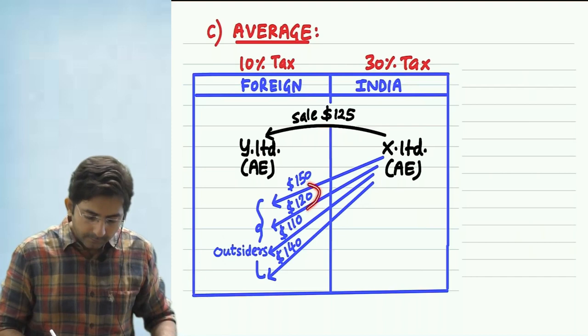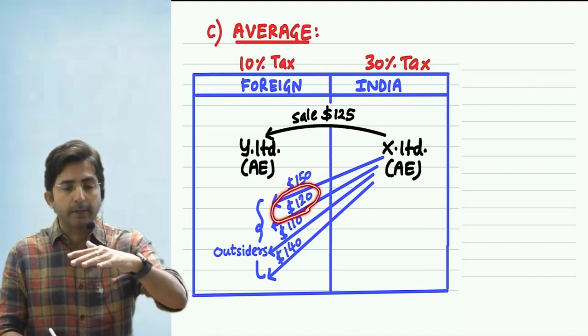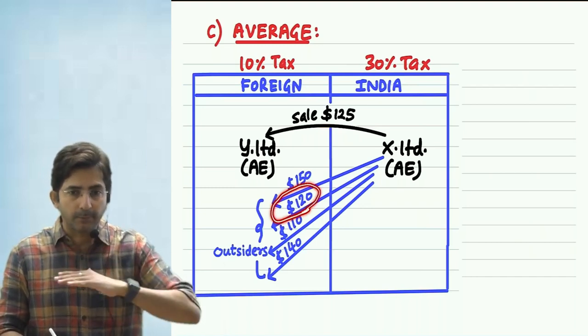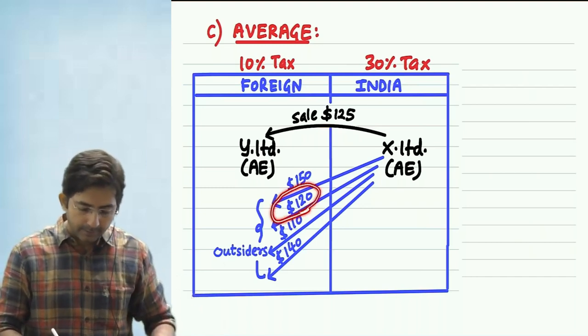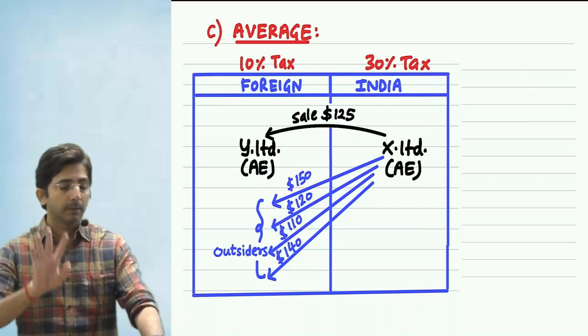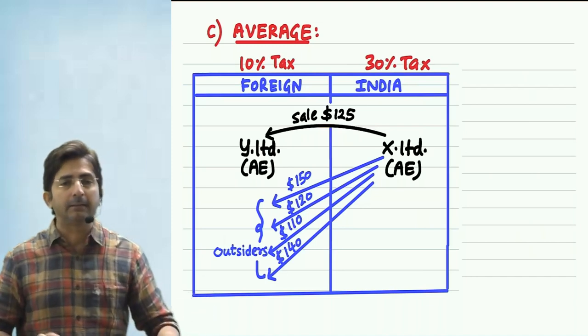Similarly, I will take $120 as a base. Even in $120, I have to make adjustments to account for differences between IT and UT, then 110 and then 140. Means literally I will have to find 4 arm's length prices. Then what to do? Then I will take the average.